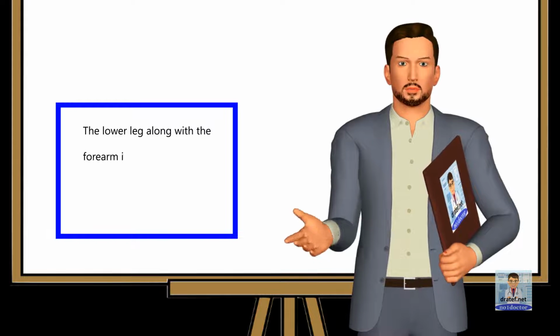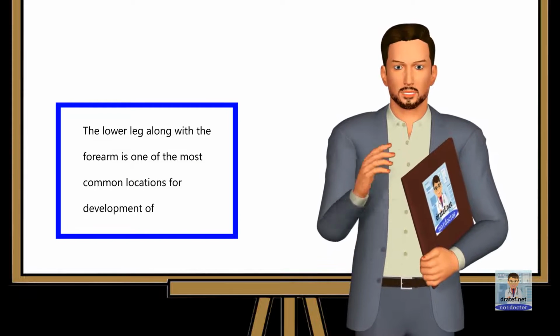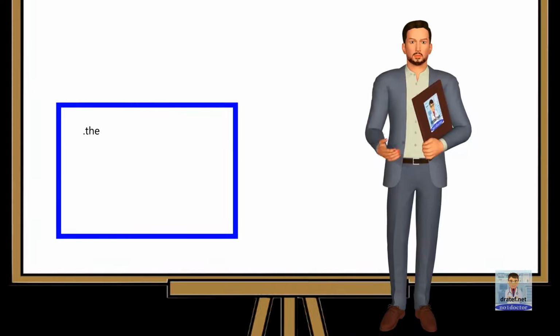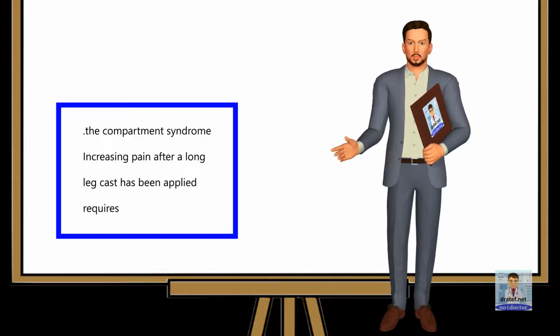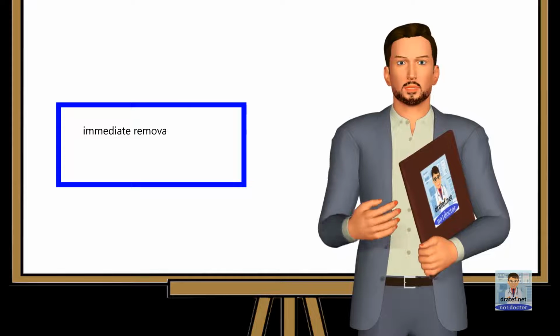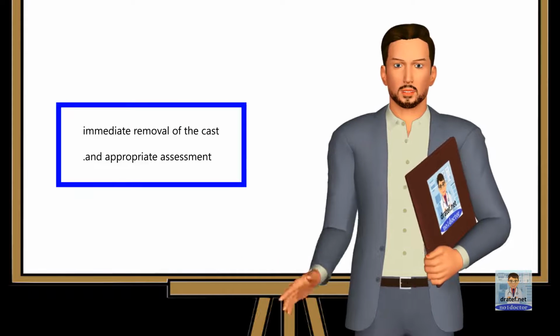The lower leg along with the forearm is one of the most common locations for development of the compartment syndrome. Increasing pain after a long leg cast has been applied requires immediate removal of the cast and appropriate assessment.